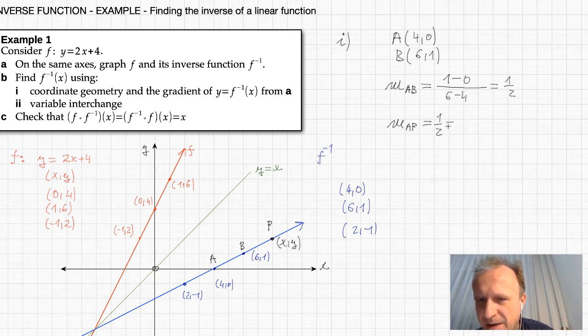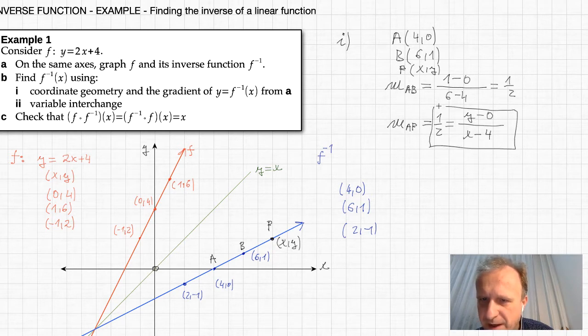Okay? And since A, B, and P are collinear, then also the gradient of AP must be 1/2, but at the same time, using the same definition of gradient, if I write P below, which has the coordinates x and y, it has to be the fraction which has the difference in y coordinates between P and A, like y minus 0 in the numerator and x minus 4 in the denominator, like this. So then if I connect these two equations, 1/2 equals this, what I get is this one, and this should result in the equation of the line.